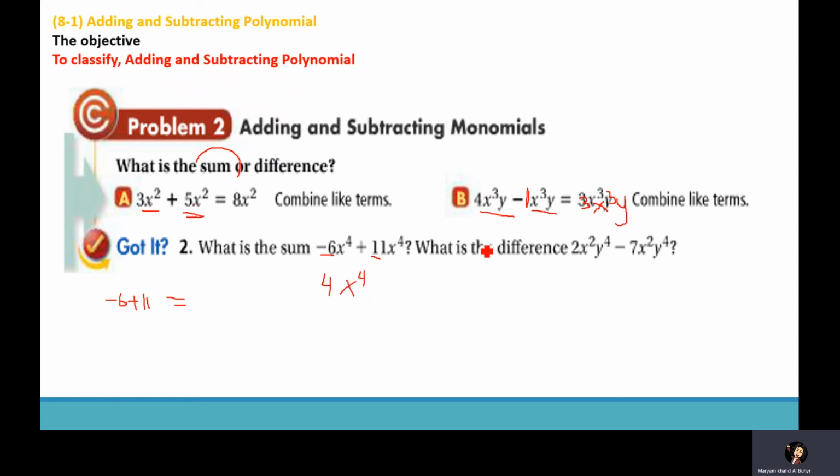Now they are asking you for the difference of this one. First check x to the power 2, y to the power 4, and x to the power 2, y to the power 4. Yes, they are like terms. So since they are like terms, just directly say 2 minus 7. It's negative 5 according to the sign rule. So negative 5x to the power 2, y to the power 4, and that's it.